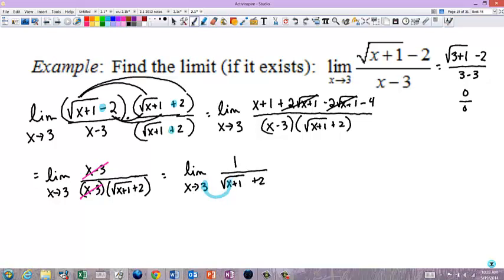At the point where you substitute it in, you don't have to write the limit anymore. So it'll be 1 over the square root of 3 plus 1 plus 2, which is 1 over the square root of 4, which is 2, plus 2, which is 1 fourth. Okay? And that's rationalizing the numerator.